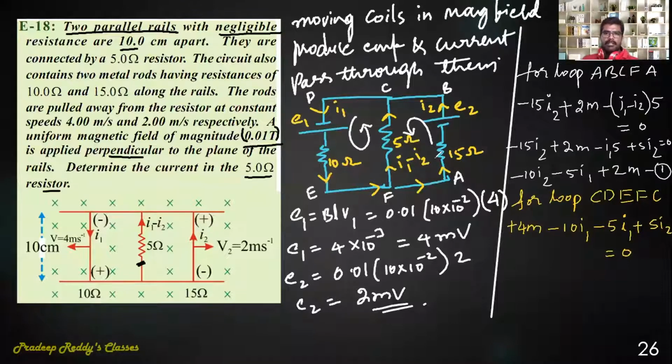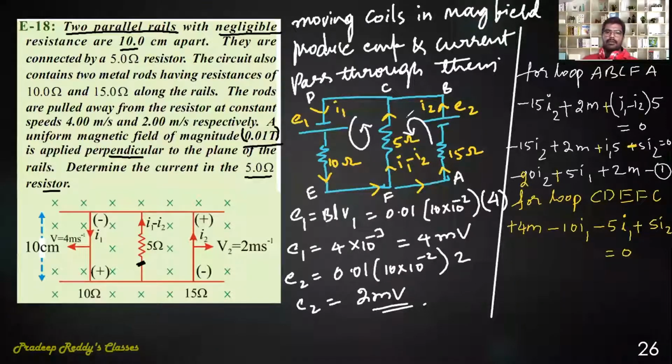So I think I have made one small mistake when I am taking the loop A, B, C, F, A. It is minus 15 and this is 2 milliampere. You are going in opposite direction, so here it should be plus. I am sorry. It will be plus 5 I1 and this is minus 5 I2. Minus 15 minus 5, it becomes minus 20 I2 and plus 5 I1 plus 2m, that is equation number 1.